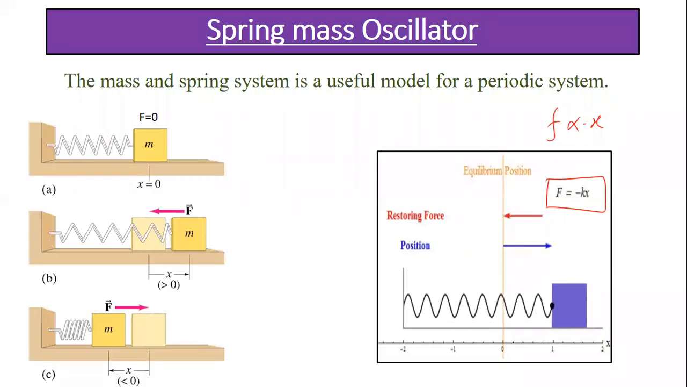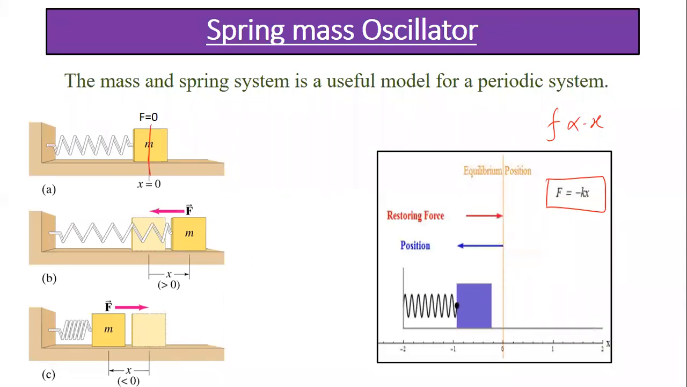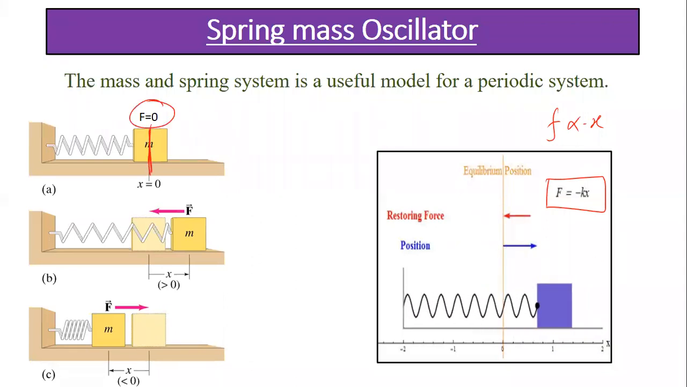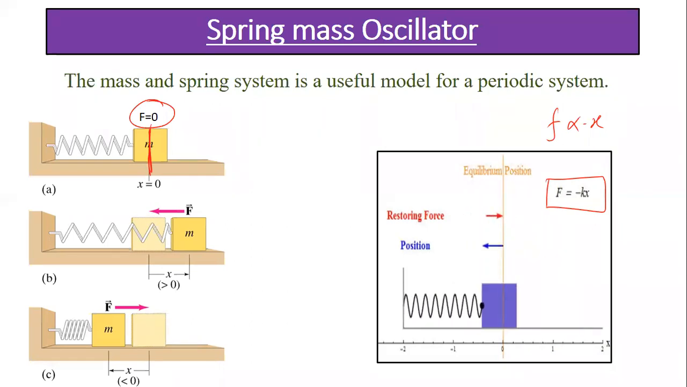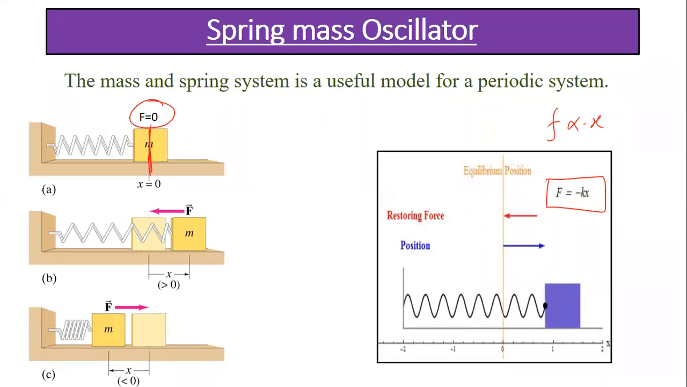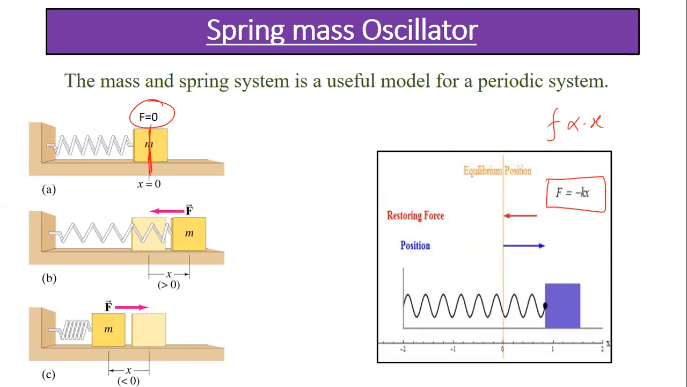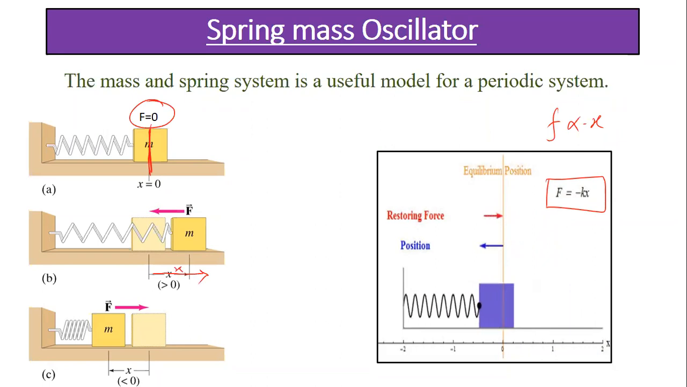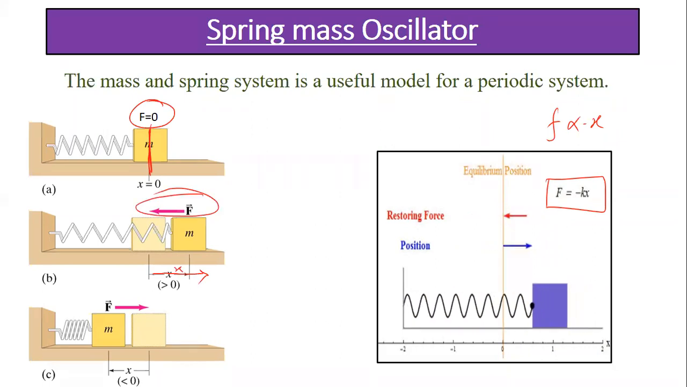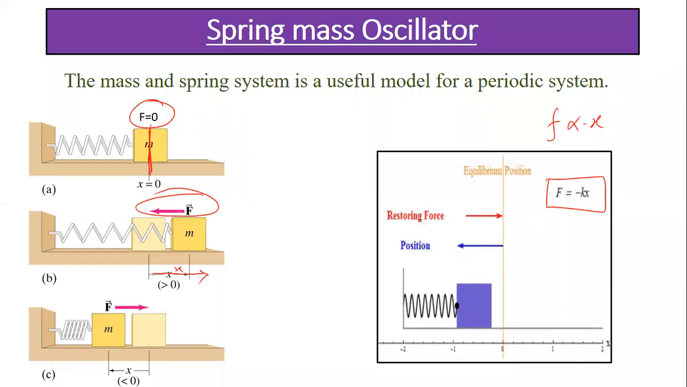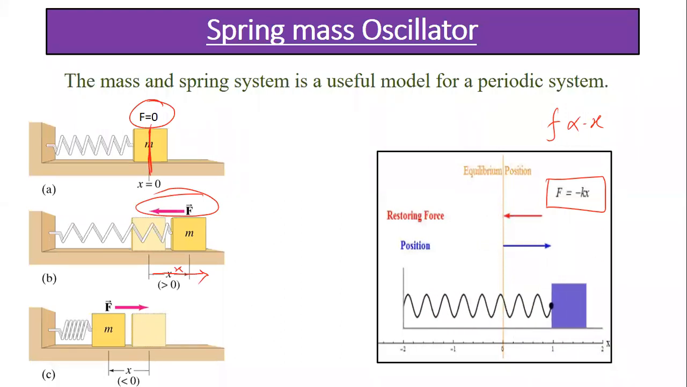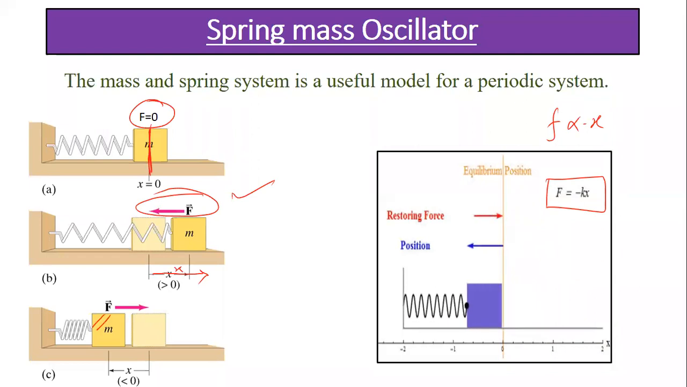So this is the equilibrium position. When it is in the equilibrium position, there is no restoring force, so the spring doesn't exert any restoring force on this block. But when we pull this block some distance x towards the right-hand side, some restoring force develops inside the spring, directed to the left-hand side. So the direction is opposite, and because of that restoring force, this block is pulled towards the left-hand side.